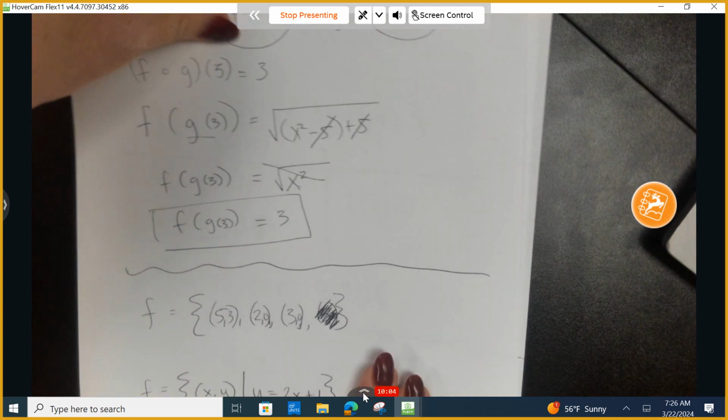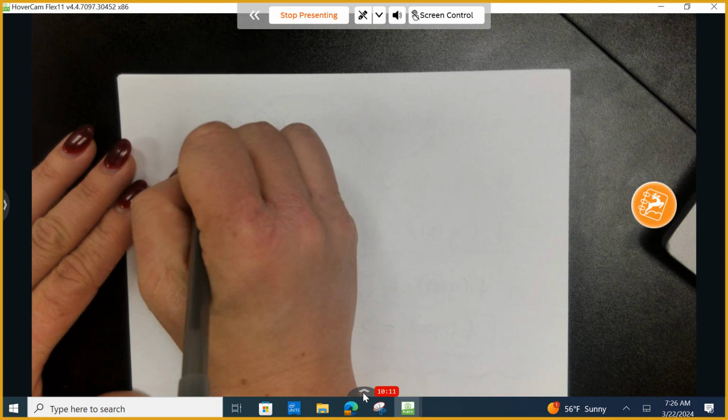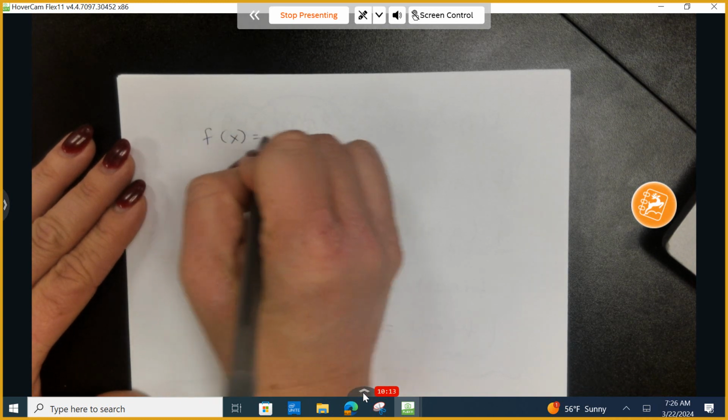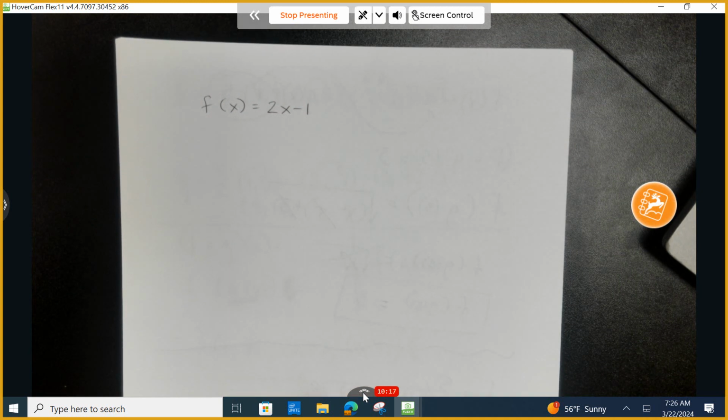Okay, next up, let's talk about, really quickly, how do we find inverses? Again, you learned this freshman year. Let's start with this very first one. Now, there are different ways that we can find an inverse. Let's start off with this particular problem, 2x minus 1. How do we find the inverse of this?